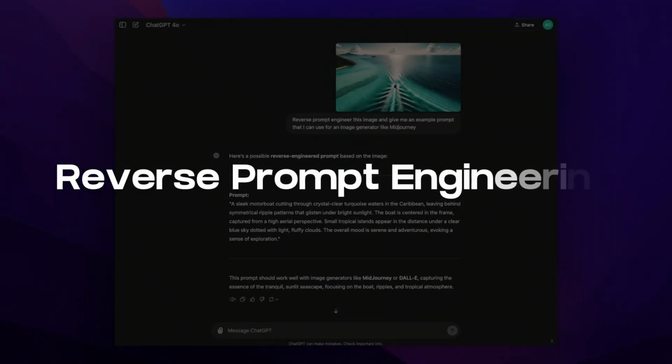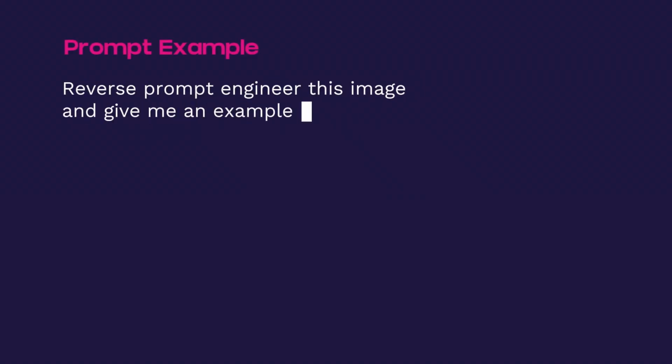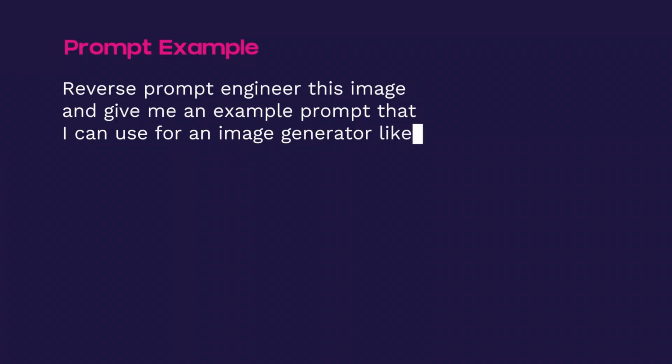Another little clever trick you can do with ChatGPT, or perhaps even other LLMs, is to do something I call reverse prompt engineer. I just copied an image from a previous storyboard, and then I pasted that over, and I write an example prompt. Reverse prompt engineer this image and give an example prompt that I can use for an image generator like Midjourney. And then what you see here is the results.